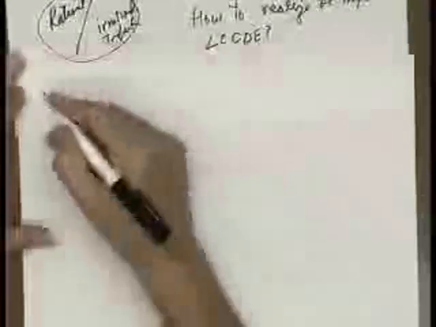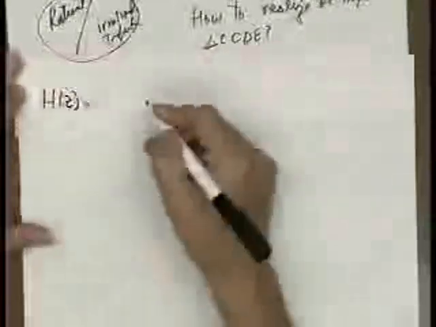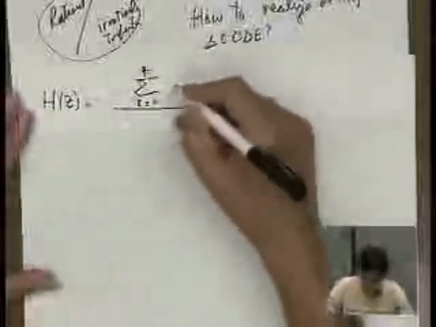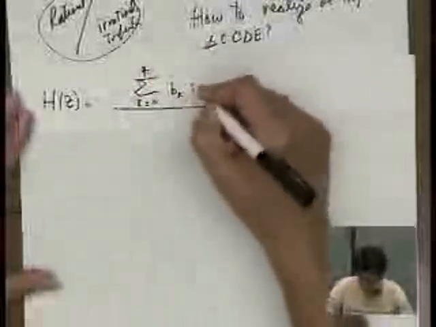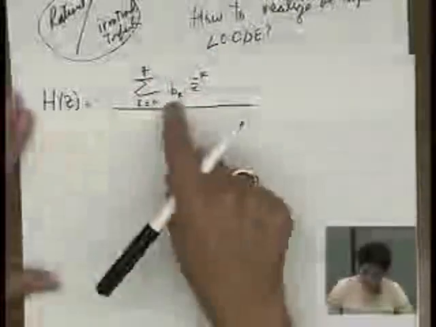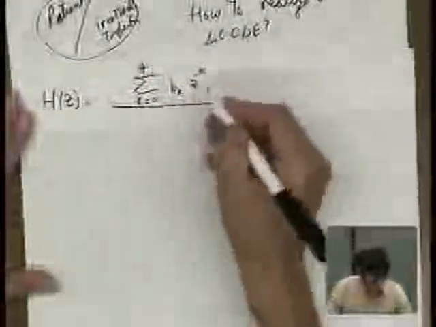The way I do this is I'm just going to consider H of z's that are rational transfer functions. So it's a ratio of polynomials. Let's write down a general expression for a polynomial. That'll be the summation k equals 0 to q of b sub k z to the minus k. These are the constant coefficients of the z's. That's a polynomial in z to the minus 1.